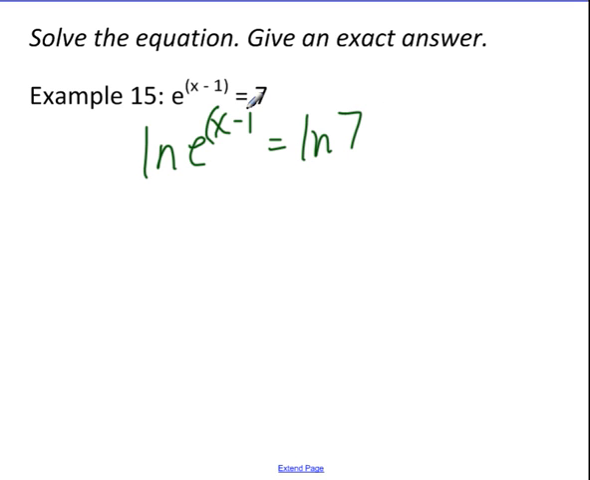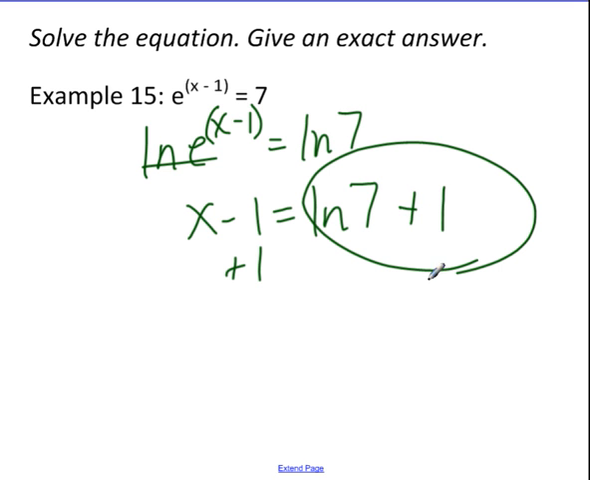Oh, don't forget those parentheses. They're helpful. Now, what do we know about natural log of e? It goes away. So this is just x minus 1. Natural log of 7. And man, this got easy. Add 1, add 1. So we just got natural log of 7 plus 1 is what x equals.